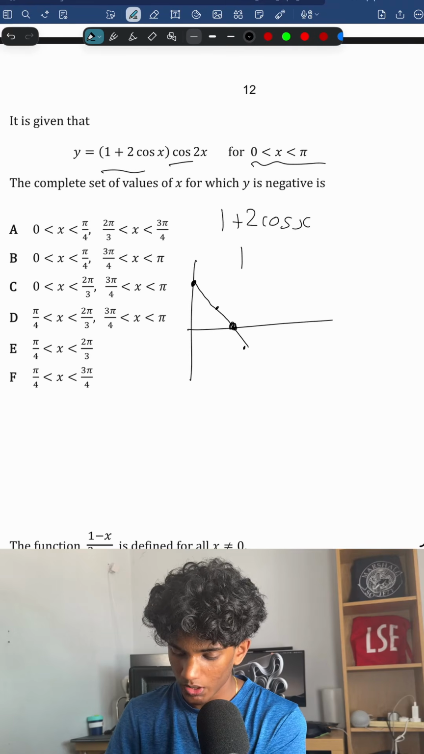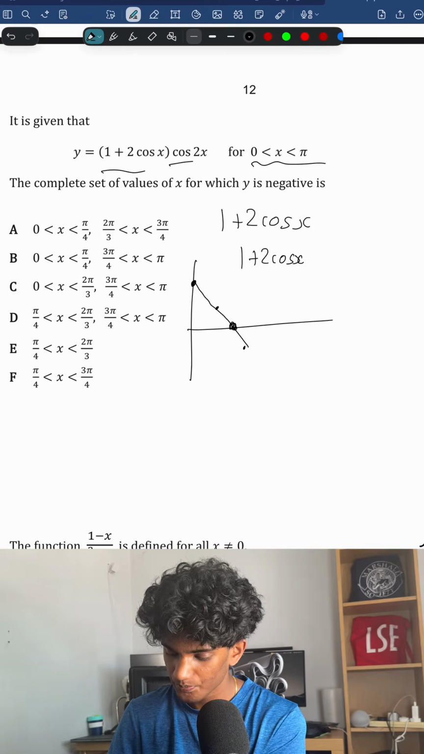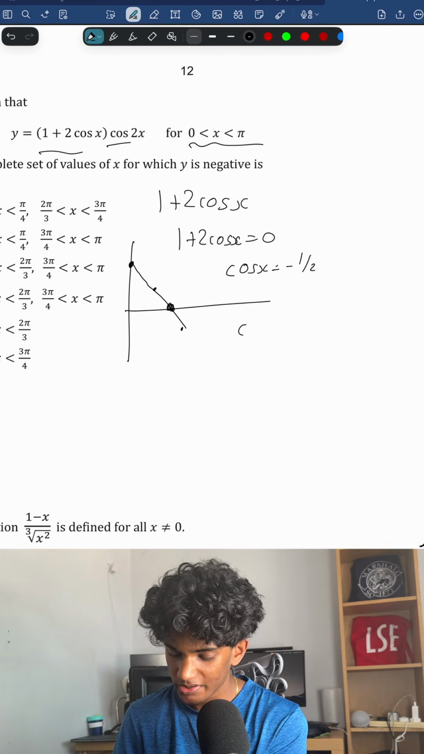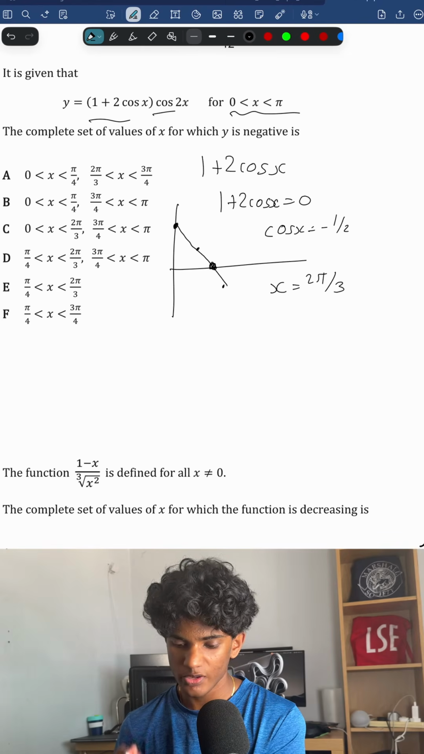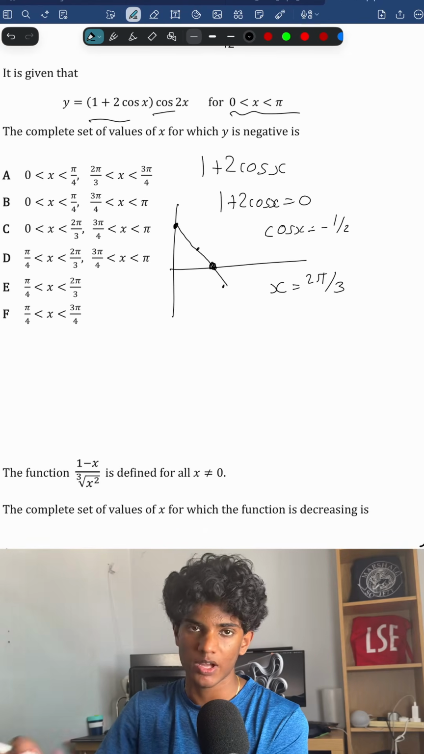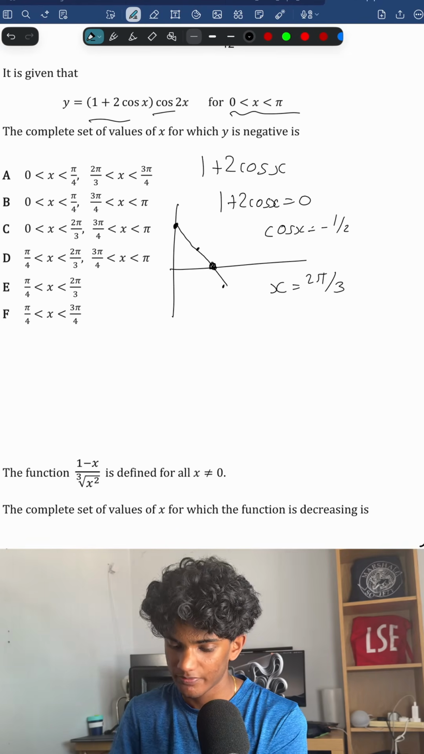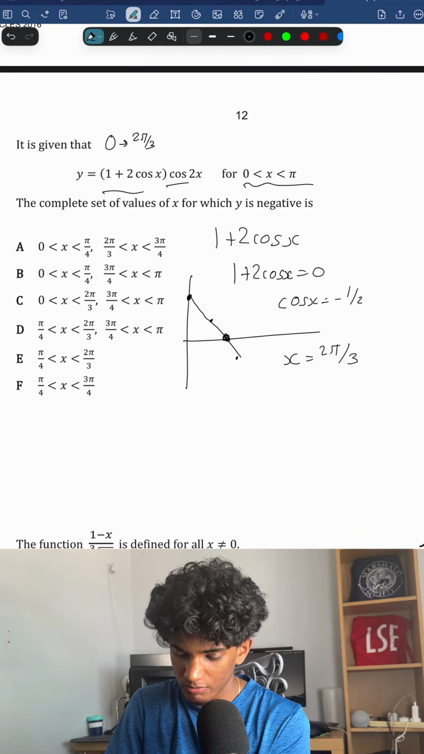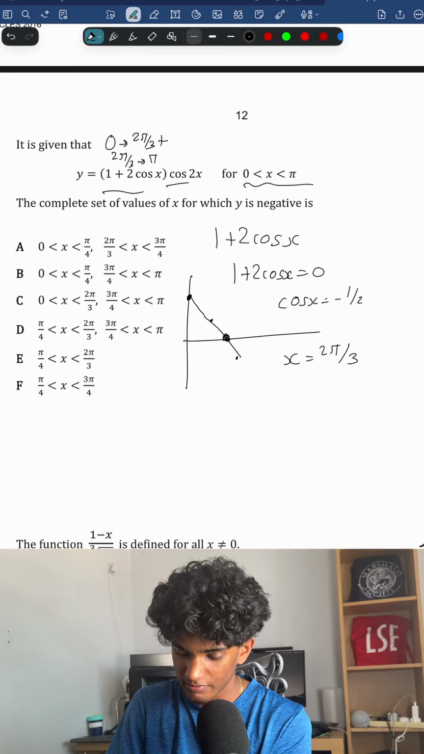Let's work that out. 1 plus 2 cos x is equal to 0, so we get cos x equals minus a half, and x is going to be 2 pi over 3. So now we know the ranges for which the first part of the product is going to be positive and negative. From 0 to 2 pi over 3, it's going to be positive, and from 2 pi over 3 to pi, it's going to be negative.